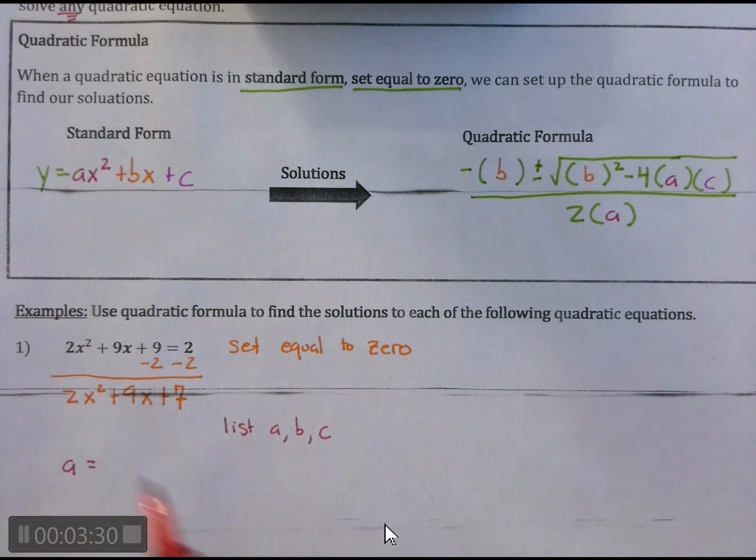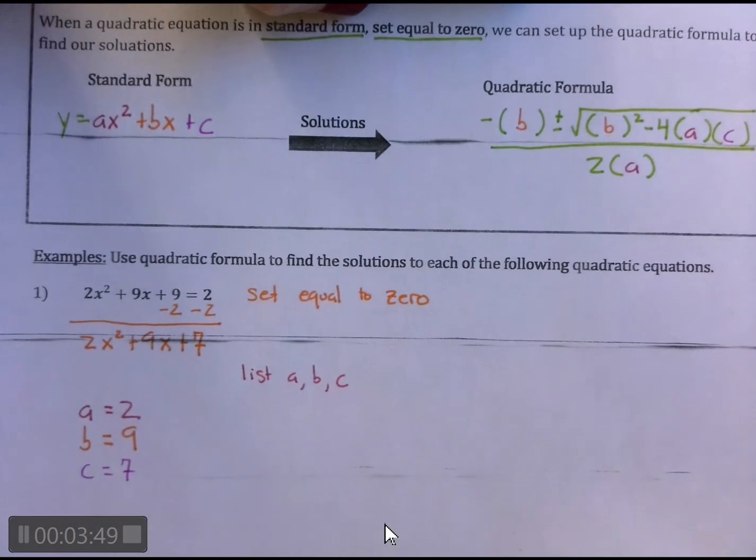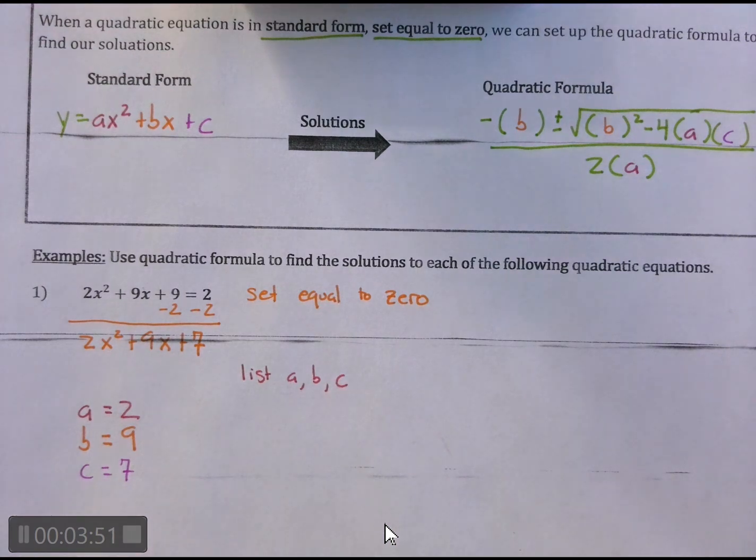So our a is going to be 2. I'm going to try to do this in different colors. Our b, same colors, is going to be 9. And our c is going to be 7. Okay, let's make sure that you can see that. There we go. Just like it was up here, same colors. That way I can use the same colors when substituting into our formula. So now we get to plug it in.